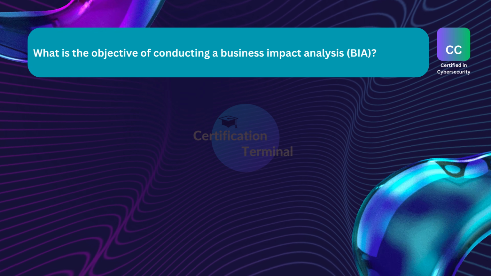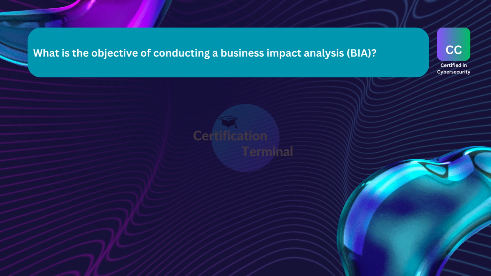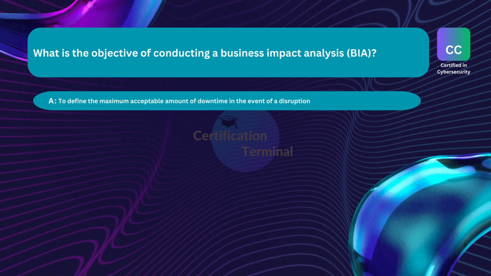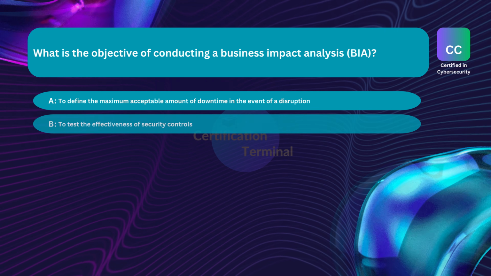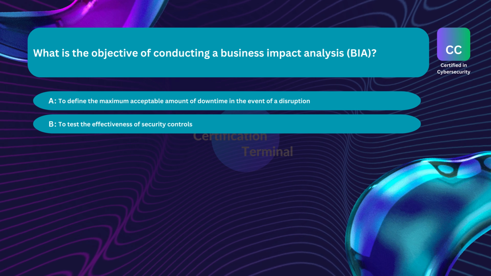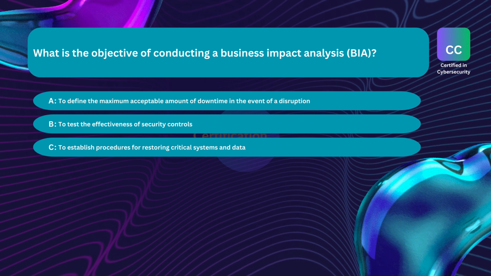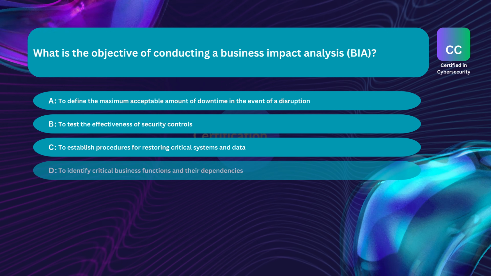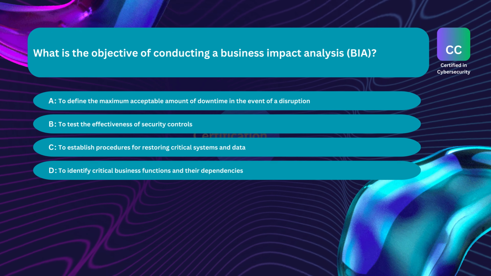Question number 4. What is the objective of conducting a business impact analysis, BIA? Option A, to define the maximum acceptable amount of downtime in the event of a disruption. Option B, to test the effectiveness of security controls. Option C, to establish procedures for restoring critical systems and data. Option D, to identify critical business functions and their dependencies.